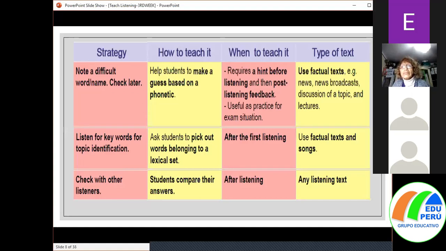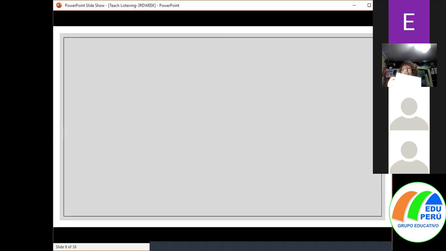And here you have some activities that we could use to develop these strategies.